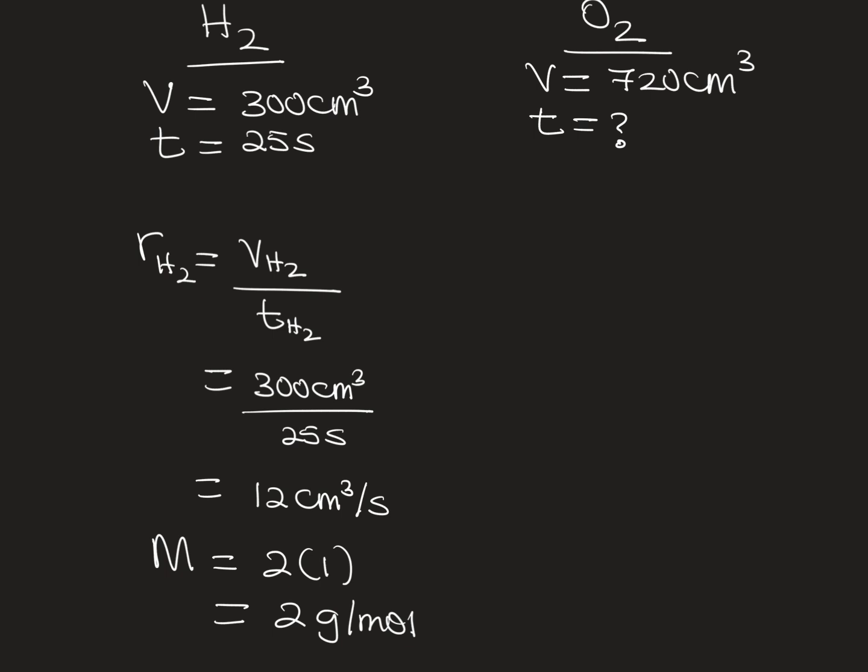Alright, so what is the molar mass of oxygen? That will be M is equal to 2 into 16, as the atomic mass of oxygen is 16. That will be 32 grams per mole. So I already know 3 parameters. I know the rate of diffusion of hydrogen gas, I know the molar mass of hydrogen gas, and I know the molar mass of oxygen gas. It means that I can determine the rate of diffusion of oxygen gas.